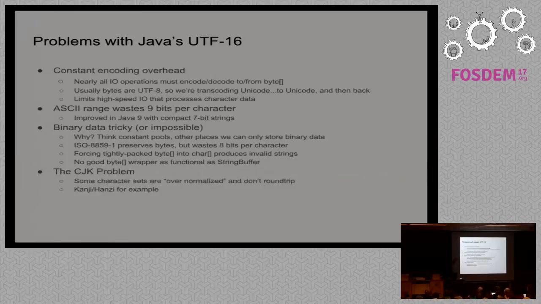And then if you're going back out to the wire, most of the time if you process these characters, you're going to do something with them that sends them back out. You've got the encoding cost all over again. So it really does limit how we can do high-speed I/O, anything that you need to process characters for.